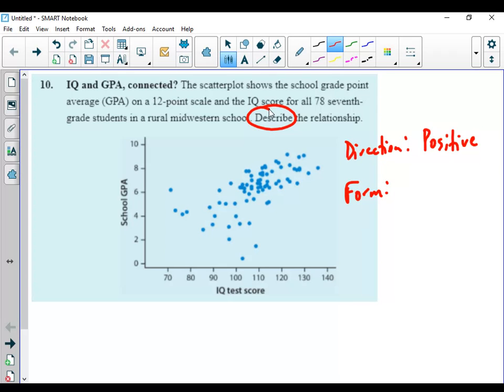The next thing was the form. The form for this one, what do you think this one was? Linear, exponential, quadratic. This one, exponential would mean it really takes off, so it's not going to level off. Yeah, it's probably linear.